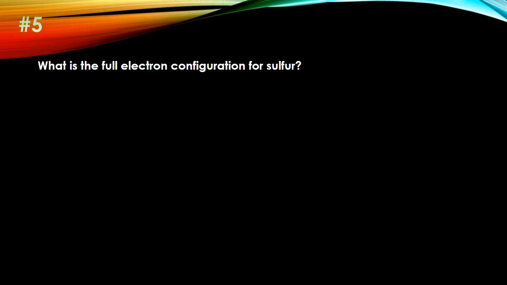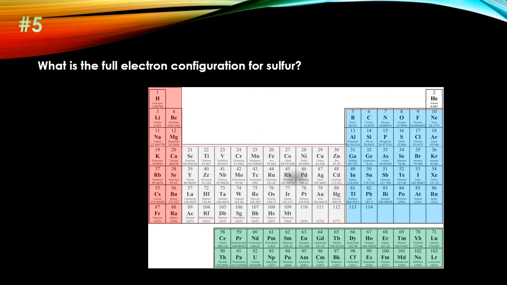Write the full electron configuration for sulfur. I like to start off with the periodic table. Makes my life easier. Show you why. So we're going to start off with sulfur. We always start in the same place.